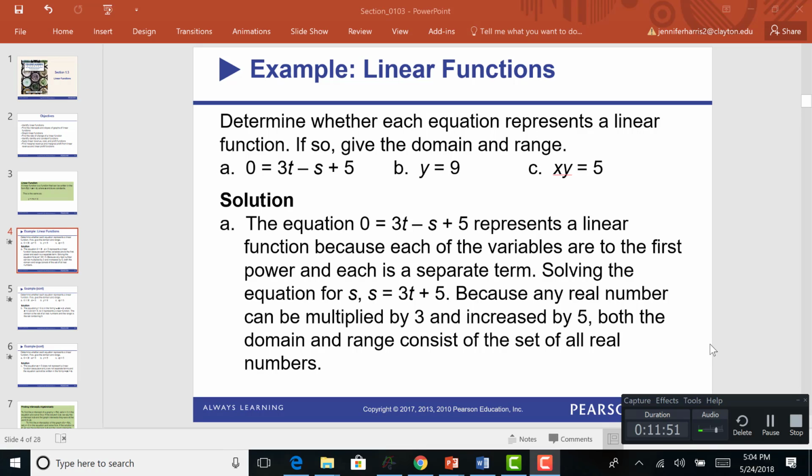So you've got three things that you have to know in order to tell me if it's linear or not. Can't have any exponents. Variable can't be on the bottom. And one variable should be by itself. Okay. All right, you good?